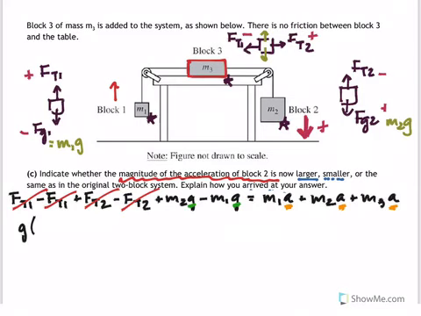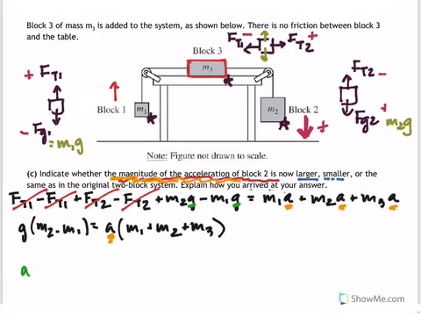So we've got over here that G times the difference between mass 2 minus mass 1 is equal to A times the sum of all masses, where G is the acceleration of gravity and A is the acceleration of our system. So when I solve this for A, because remember that's what we're trying to do, we're looking for what happened to the magnitude of the acceleration, we have that the acceleration of our system is the acceleration of gravity times the difference between our two hanging masses divided by the sum of all three masses.